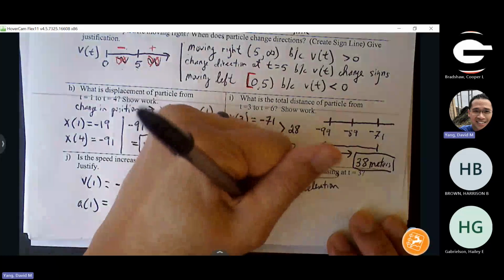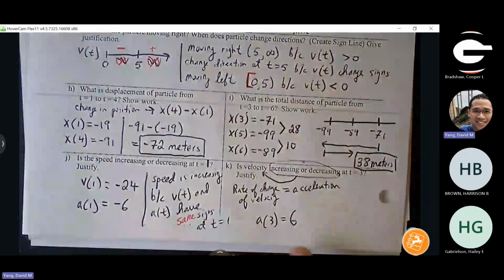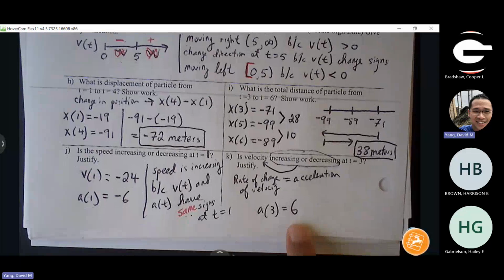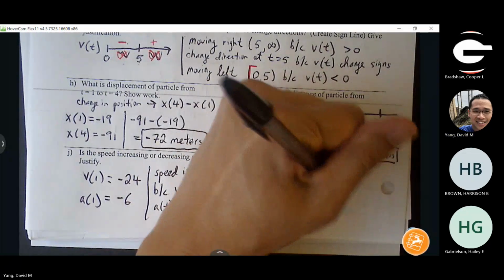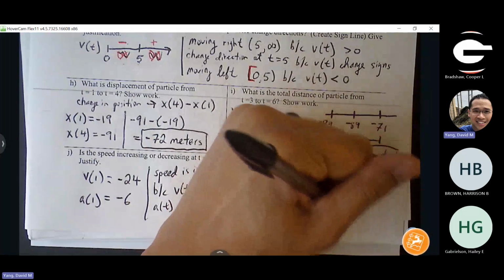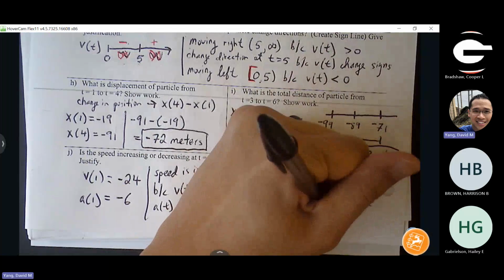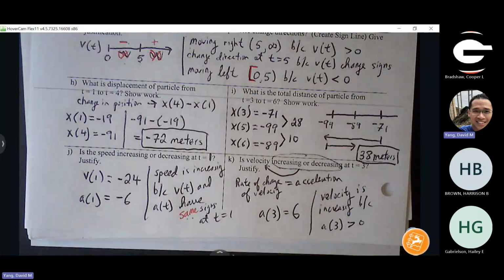Just acceleration. So what is acceleration at 3? 6. And that 6 tells us that velocity is what? Yep, velocity is increasing because it's positive. And I want you to say because A of 3 is greater than 0. Or we can say A of t is greater than 0 at t equals 3. Either way. If acceleration is negative, then velocity is decreasing.